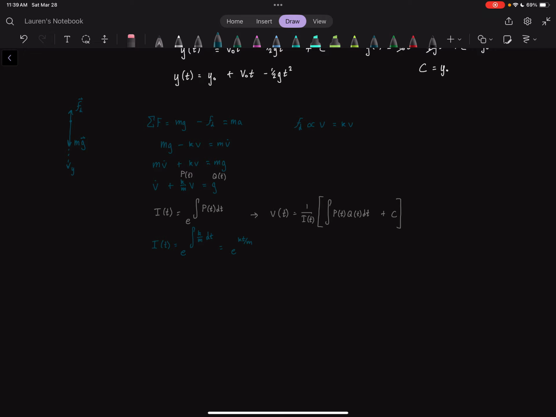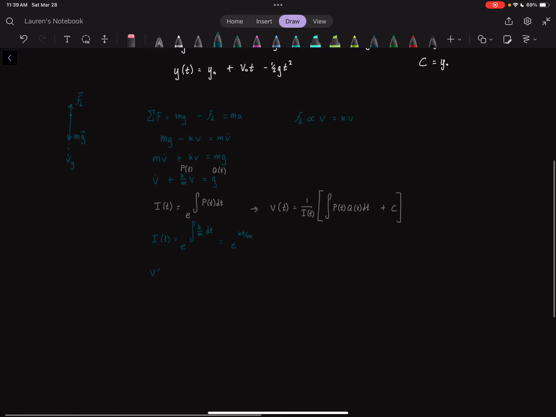Now we plug this in. So velocity as a function of time is equal to 1 over this I function, so 1 over e to the kt over m, which we can write a little neater as e to the negative kt over m, times the integral of I of t and Q of t. Oh, whoops, it's not P of t, it's this I of t. There we go. So back to this.